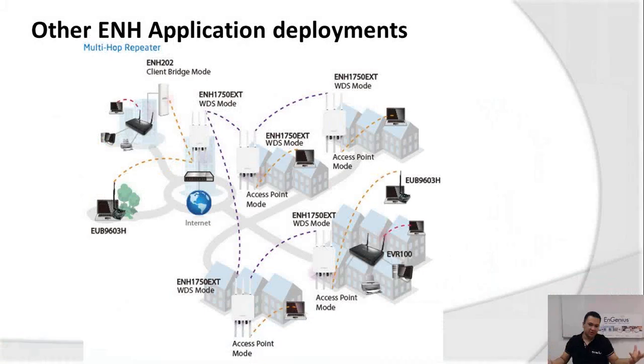So the most typical deployment, like I said, this one is just a small example where the ENH1750XT is set up in WDS mode on 5 gigahertz. So you make the backhauling on WDS and it will have a transparent connection to link the devices together. And the end clients are connected to the 2.4 gigahertz endpoint access point.